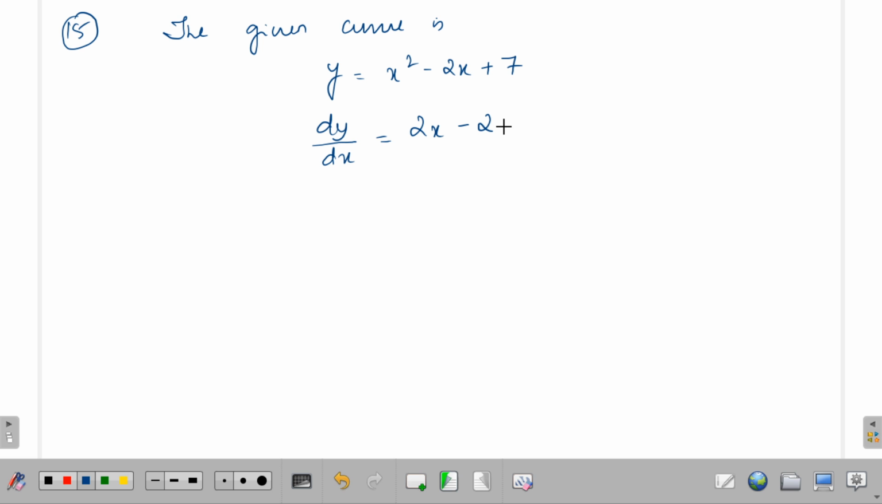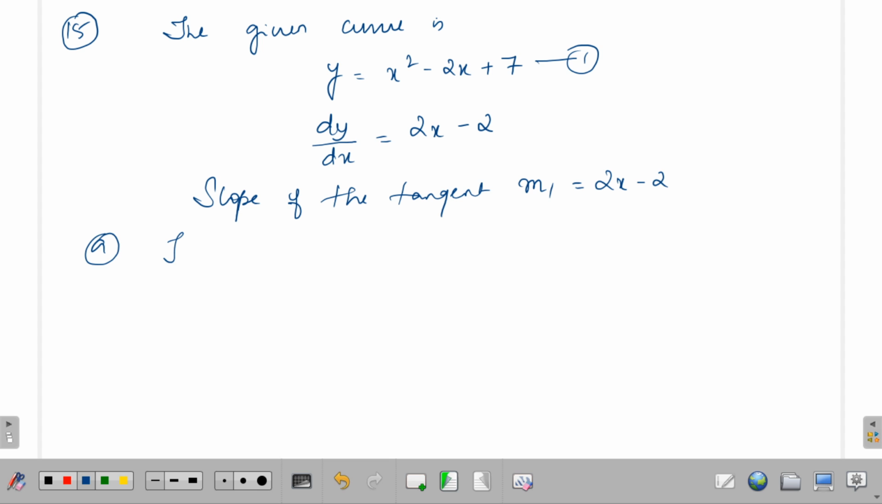If you focus over there in the equation, there is no critical point. As I said, whenever you have to find the equation of anything, you just have to get the critical point first. So give this one to be equation number 1. I can say this one to be your slope of the tangent, m1 is equal to 2x minus 2. Part A is given that the given line is 2x minus y plus 9 is equal to 0.